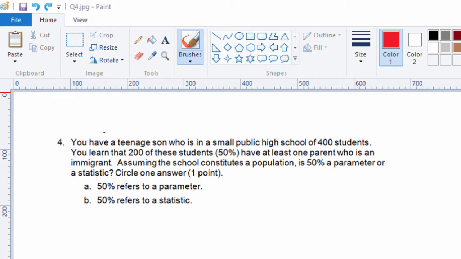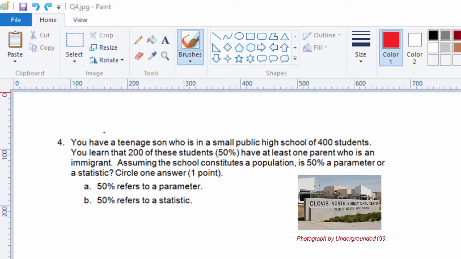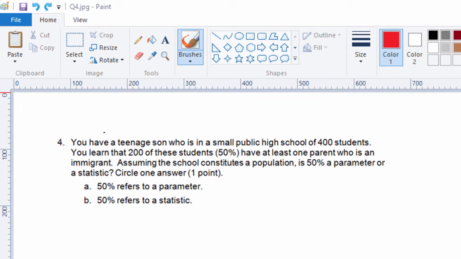Okay, let's move on to question four. So you have a teenage son who is in a small public high school of 400 students. Now at this point, you should probably think, okay, that's probably a population, okay? So you learn that 200 of these students, or 50%, have at least one parent who is an immigrant, assuming the school constitutes a population. So there we go. There's our keyword, population, because we're not going to be able to know whether we're talking about a sample or a population unless somebody defines what the population actually is, okay?